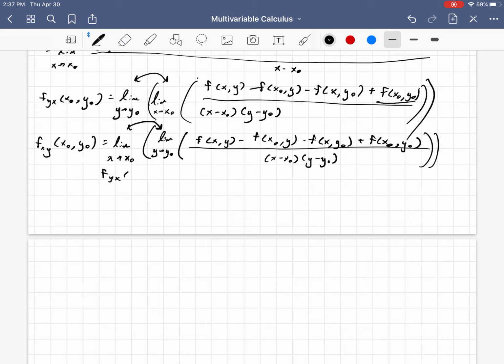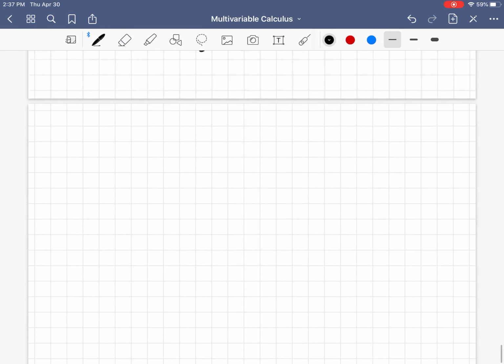It says that f sub yx of x naught comma y naught is equal to f sub xy evaluated at x naught comma y naught. And that proves Clairaut's theorem right there.